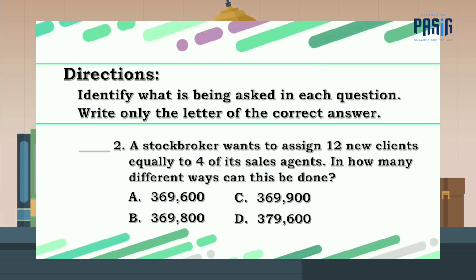Number 2. A stockbroker wants to assign 12 new clients equally to 4 of its sales agents. In how many different ways can this be done? Is it A, B, C, or D? The correct answer is letter A.